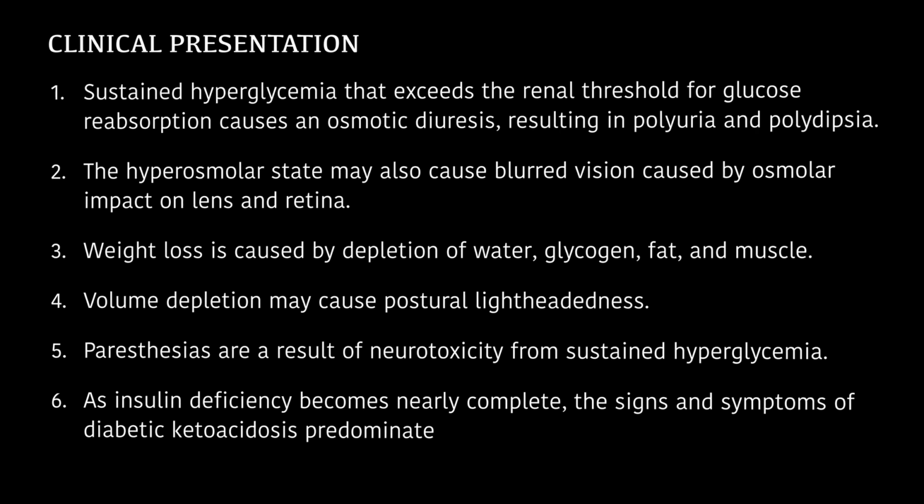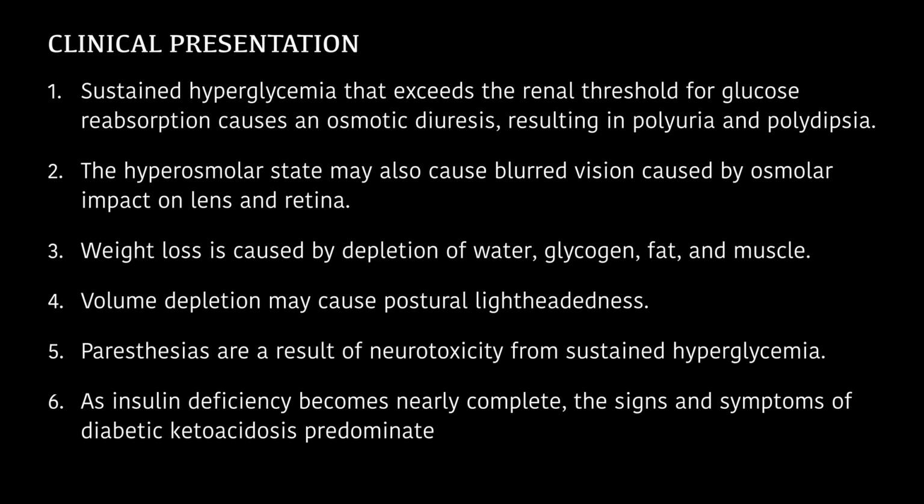Clinical presentation: sustained hyperglycemia that exceeds the renal threshold for glucose reabsorption causes an osmotic diuresis, resulting in polyuria and polydipsia. The hyperosmolar state may also cause blurred vision caused by osmolar impact on lens and retina. Weight loss is caused by depletion of water, glycogen, fat, and muscle. Volume depletion may cause postural lightheadedness. Paresthesias are a result of neurotoxicity from sustained hyperglycemia. As insulin deficiency becomes nearly complete, the signs and symptoms of diabetic ketoacidosis predominate.